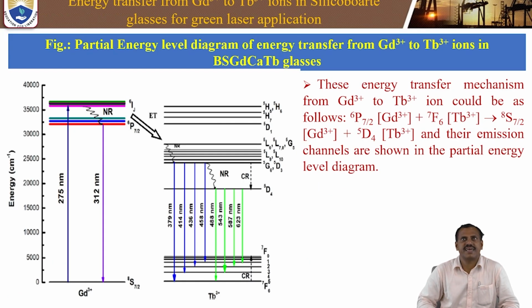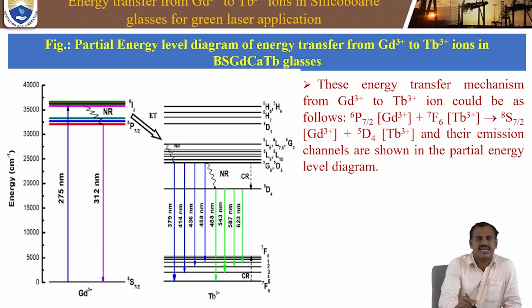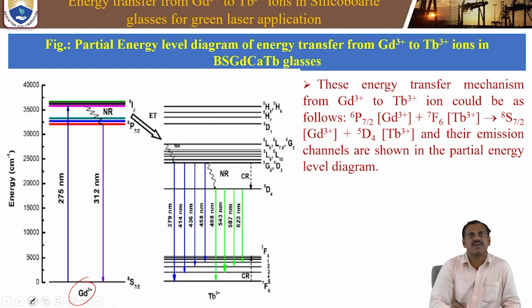Next, the partial energy level diagram and the energy transfer from gadolinium-3+ to terbium-3+ ions in the BSGD calcium terbium glasses. This is the energy level diagram of gadolinium-3+. The ground state is 8S7/2, going to different excited states such as 6P7/2 and 6I. In gadolinium-3+ we get two absorption bands, at 275 and 312 nanometers. When we excite at 275 nanometers, energy transfer takes place from 275 to 213, and we get the emission peak.